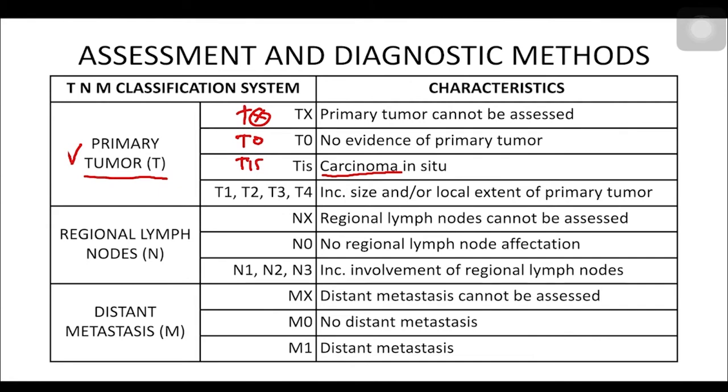And then when we say T1, T2, T3, T4, it is the size. It already includes the size, the local extent of the primary tumor. Later on, we'll be classifying the T1, T2, T3, T4. This is just the characteristics of the system. Again, TX, there's no indicator for cancer or tumor in the patient, both in laboratory and diagnostics. T0, or T-zero if you want to call it, there is no evidence of primary tumor despite there being changes seen in your laboratory or diagnostics. TIS, it's positive. It can be seen already in diagnostics or laboratory, the TIS, carcinoma. And T1, T2, T3, and T4, there's already a tumor with an indicated size and extent of that primary tumor.